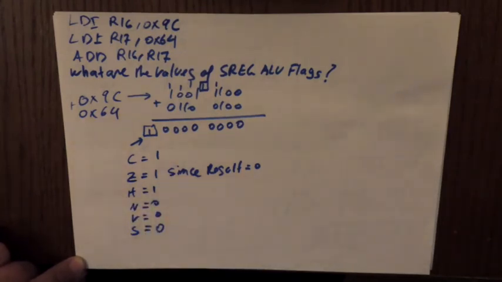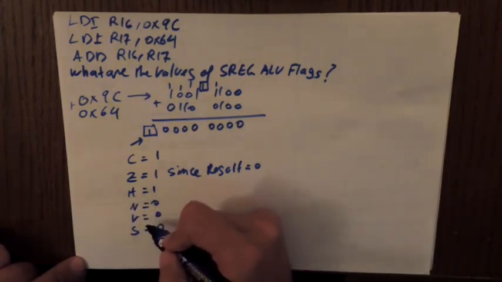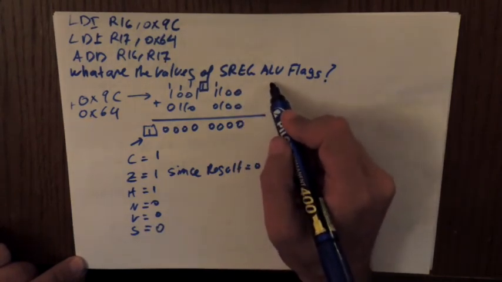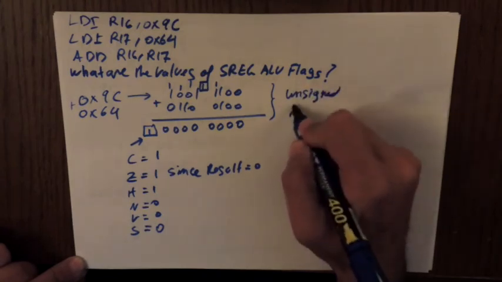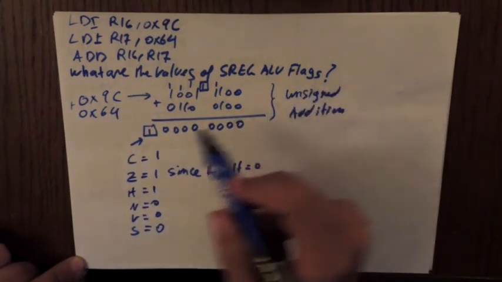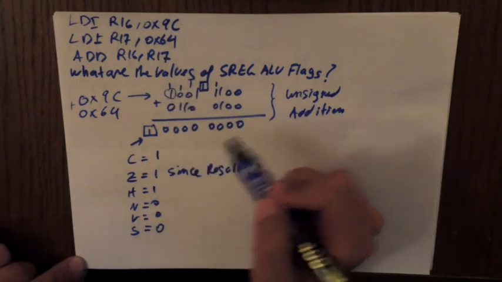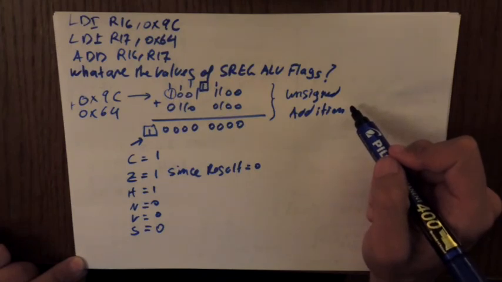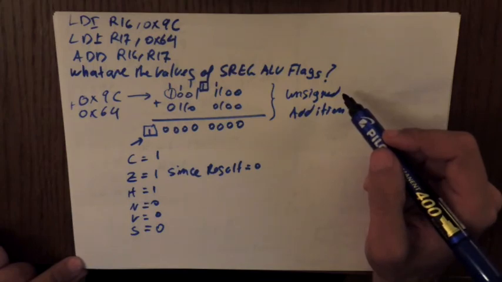We'll discuss N, V, and S in later lectures when we have subtraction, and this is where these three will change and will have a meaning. However, we must notice here that this is an unsigned addition. So 9C is a positive number, it's not actually a negative number, even though the most significant bit is 1, because here we're doing unsigned additions. In the next lecture we're going to discuss more about this instruction and the representation in binary.